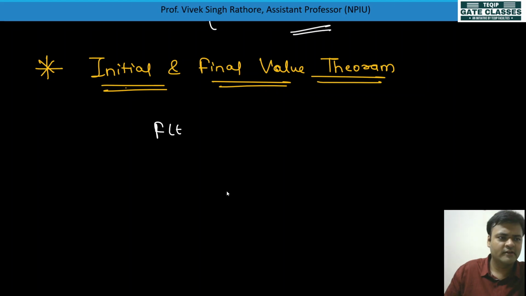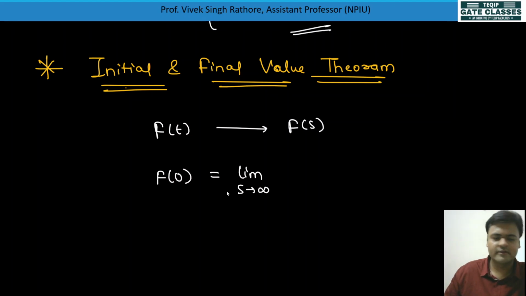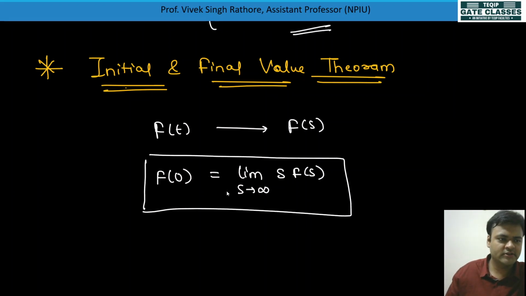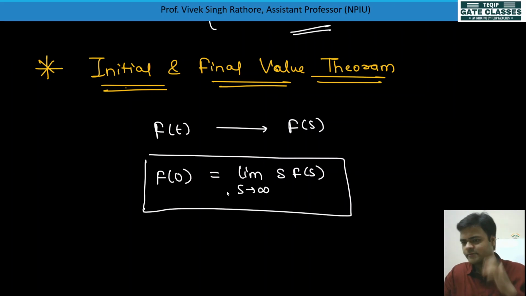see, the Laplace transform of f of t is F of s, okay. If we need to calculate the initial value, we can write it like this. Initial value means f of 0, okay. f of 0 can be calculated as the limit of s tending to infinity of s times F of s. So this is the condition for the initial value: limit s tending to infinity, s F of s.